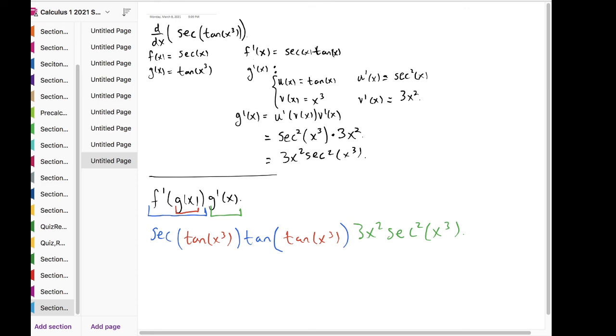So again, all you need to do is just find the derivative of various functions, and sometimes you might need more, and then plug into this formula. Okay, questions about this one? Again, this is kind of a good example of why you really need to be organized when you do the chain rule. There's a lot going on.